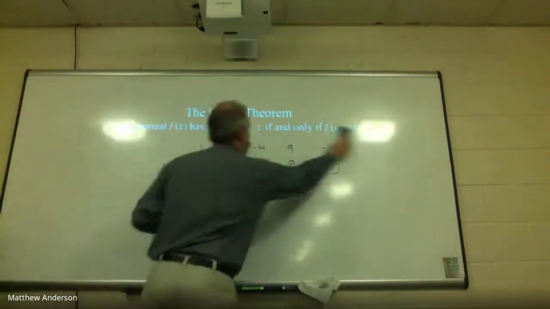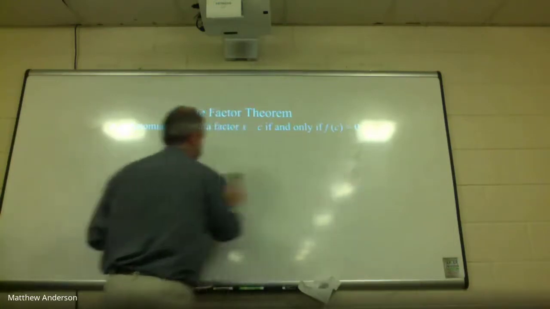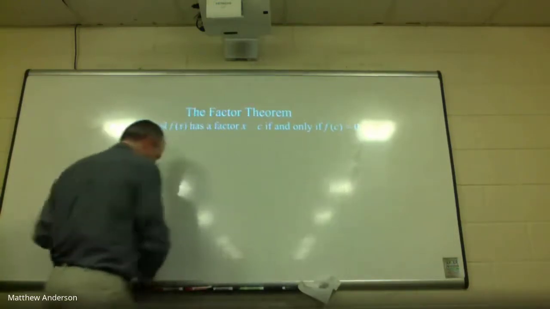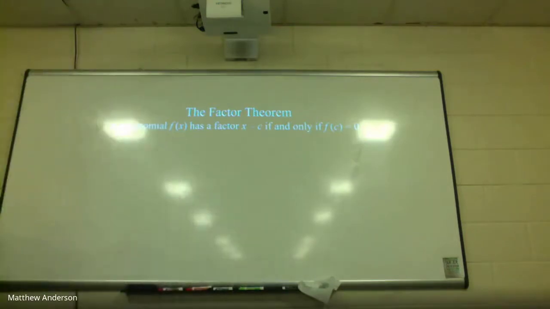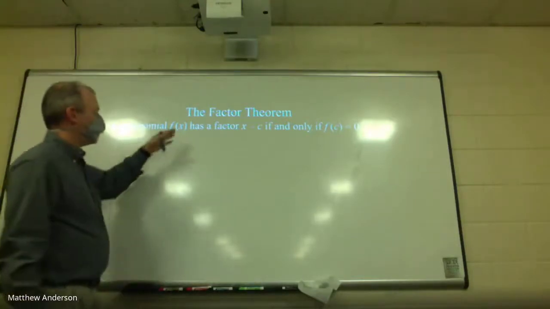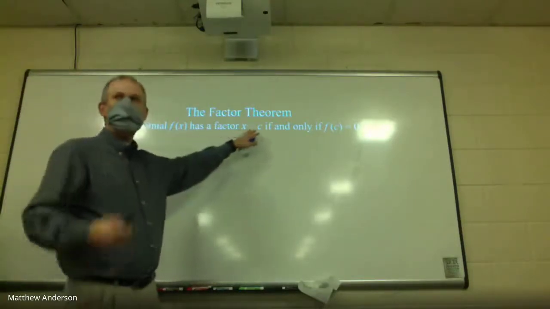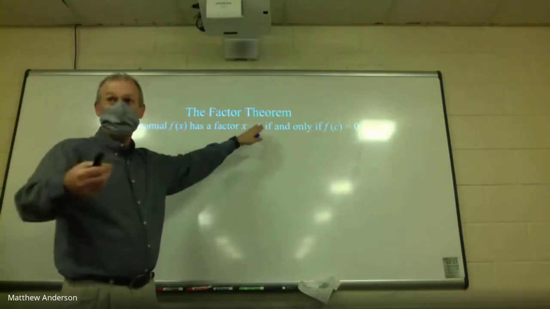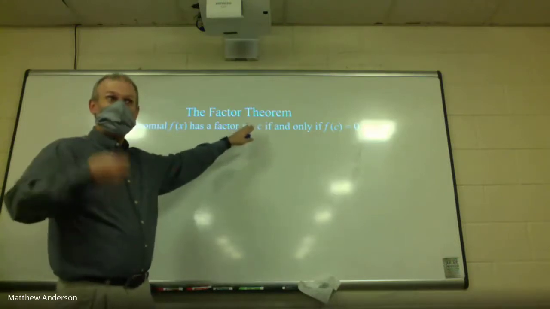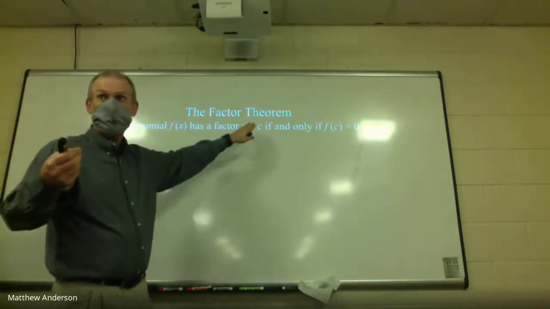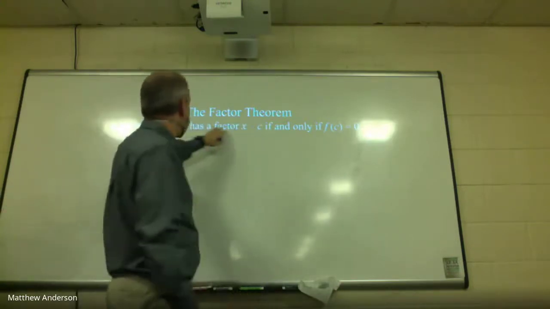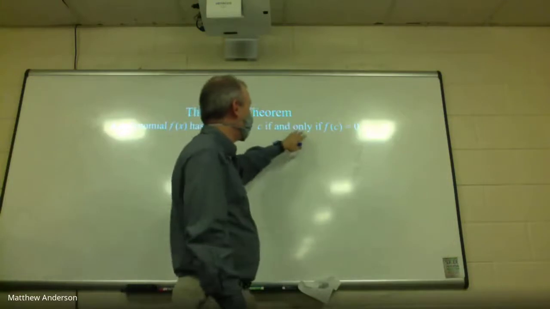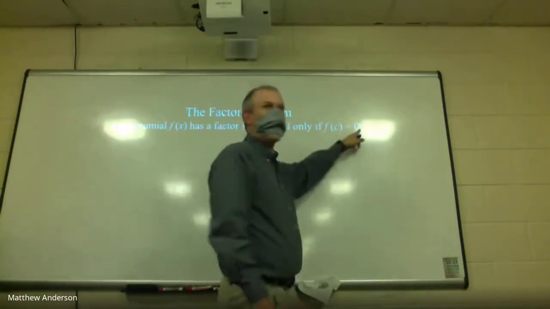Now here is where this is getting us to. The factor theorem. Here's what the factor theorem says. F of x has a factor, x minus c. Remember factor, if you divide it in, it divides in evenly. If something divides in evenly, what do we know about the remainder? It's 0, right? So see what the rest of this says. F of x has a factor, x minus c, if and only if f of c equals 0.